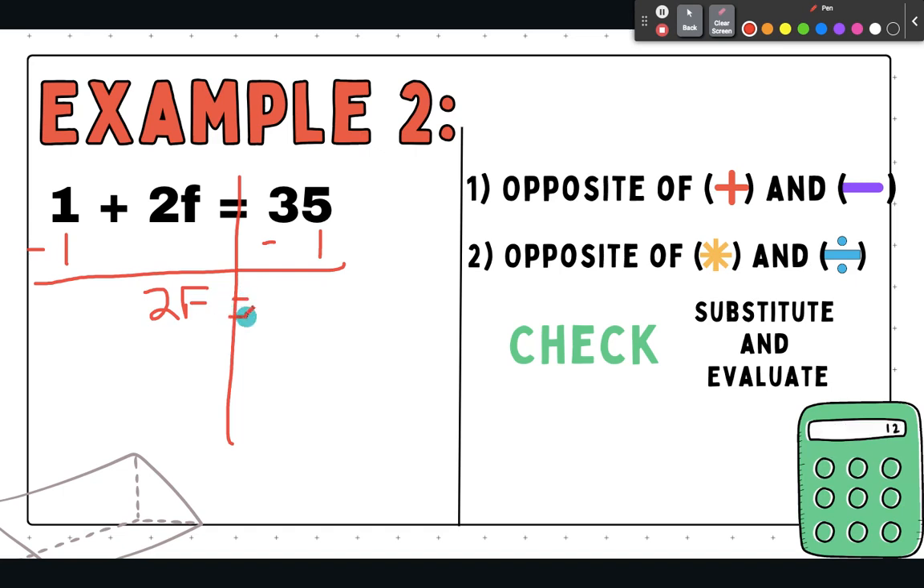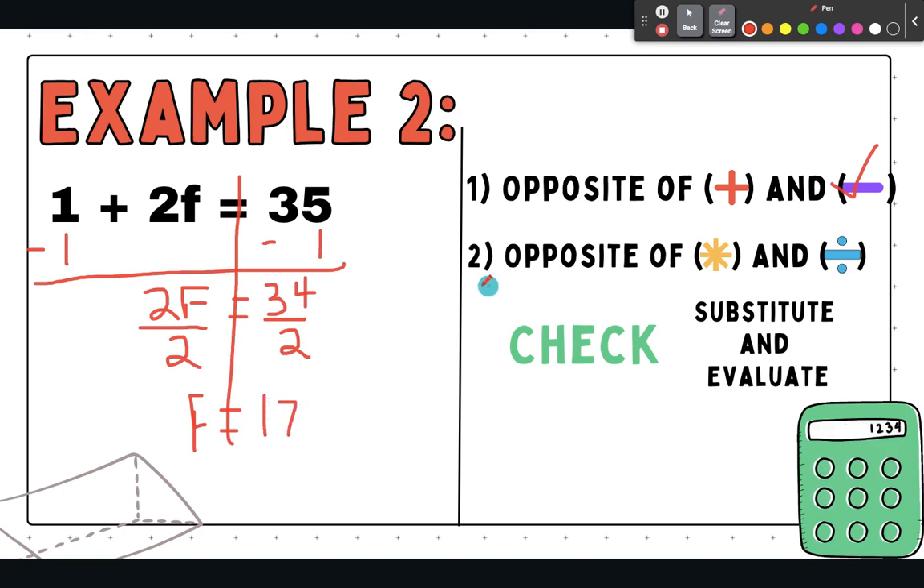is equivalent to 34. So 2 times something is 34. 2 times what is 34? Again, we're going to use our inverse operation. So the opposite of multiplying is dividing. So we're going to go ahead and divide both sides by 2. And 2f divided by 2 is 1f. Oops, let's make that look like an f. And 34 divided by 2 is 17.